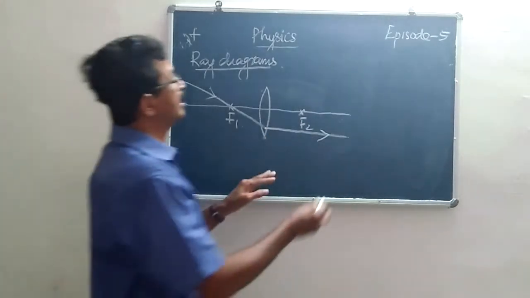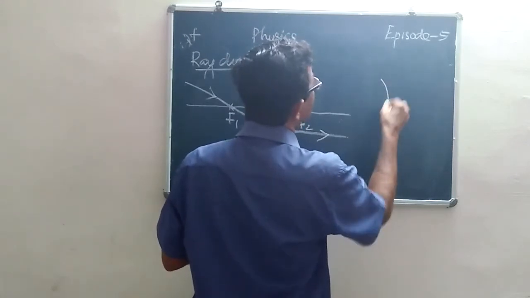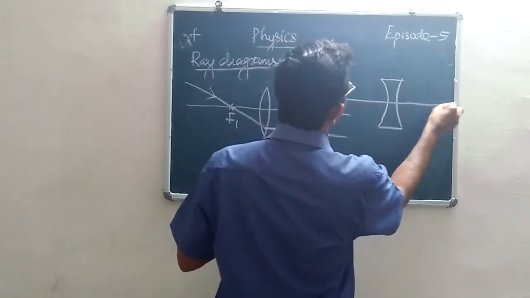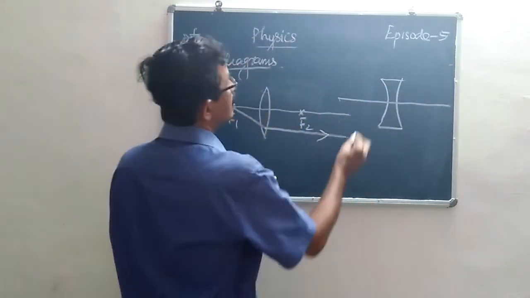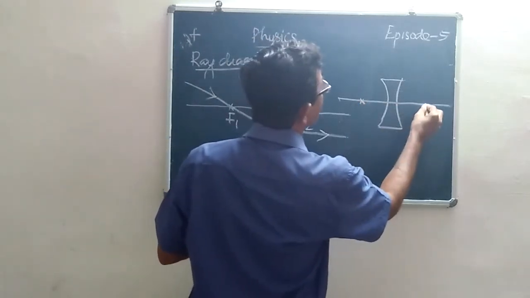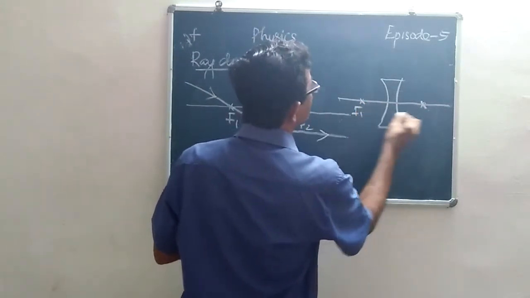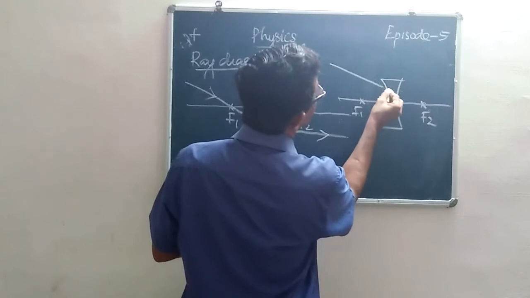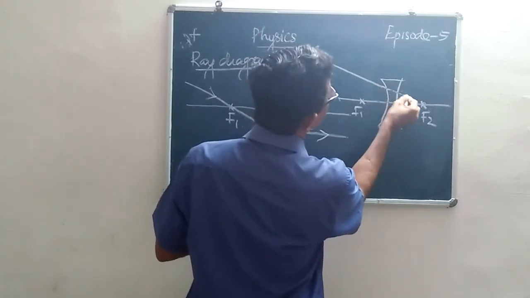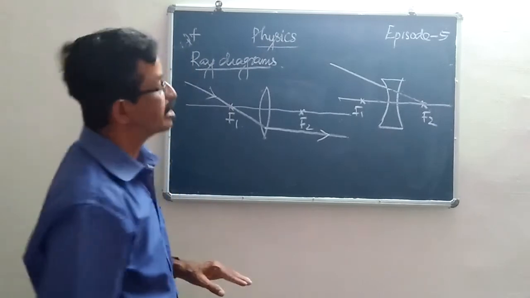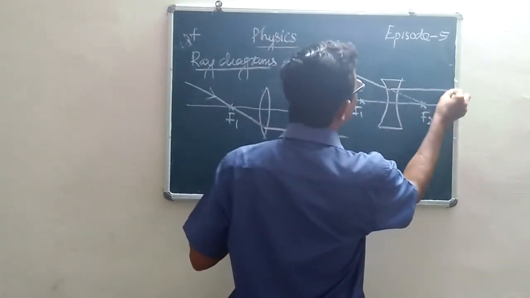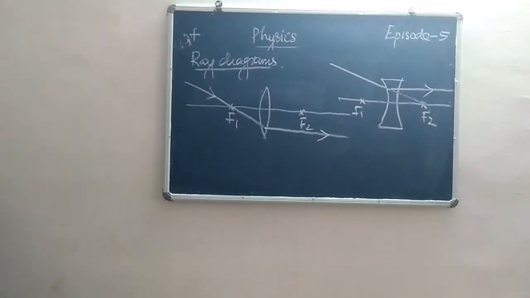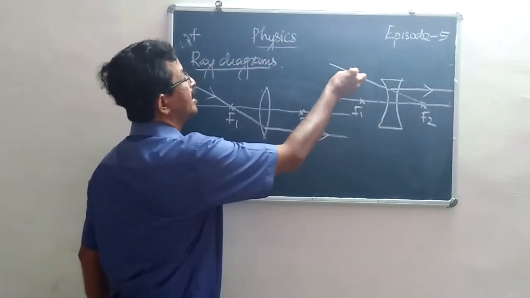Okay. Now, in the case of concave lens, see, this is the focus, and here also focus, F1, F2. A ray is incident on the lens towards its focus. That will refract here and becomes parallel this way. These things you want to remember when you draw a ray diagram.